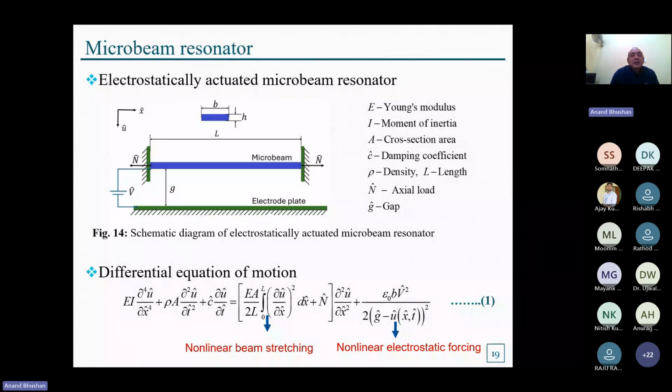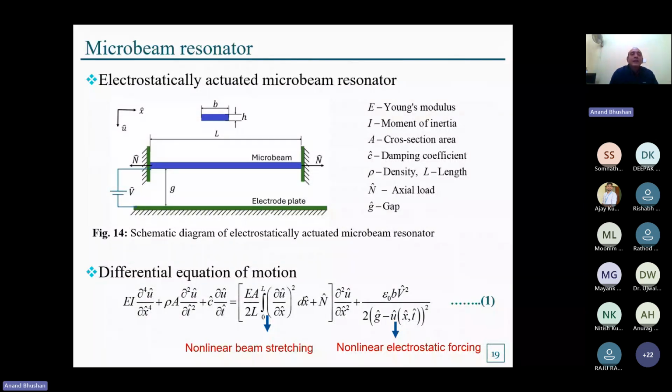Further, this microbeam has a fixed-fixed type boundary condition, so it actually has end restraints. So there is always a chance of build-up of residual stress, which is magnified as an axial load in this figure. The properties of this microbeam resonator are Young's modulus E, area moment of inertia I, cross-sectional area A, damping coefficient C, density rho, and length L.